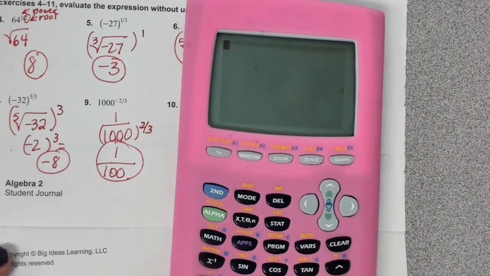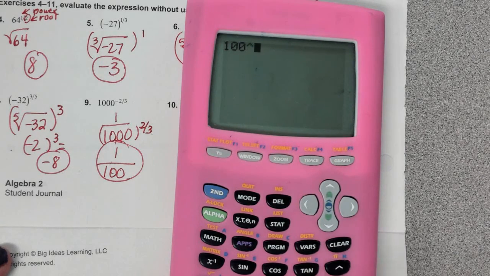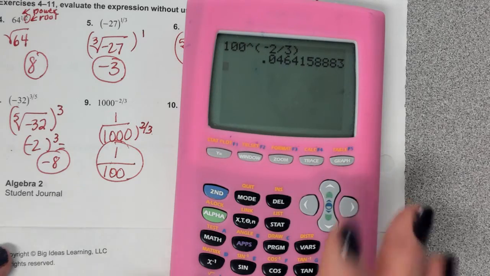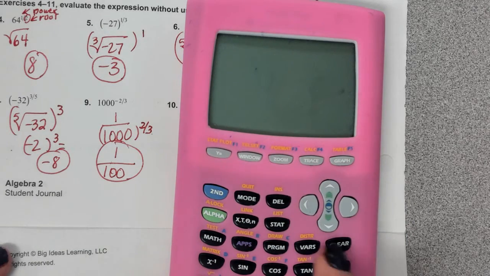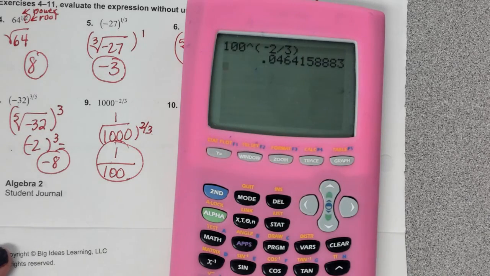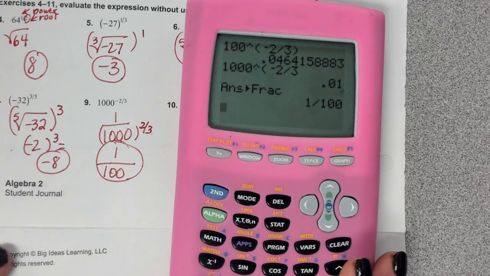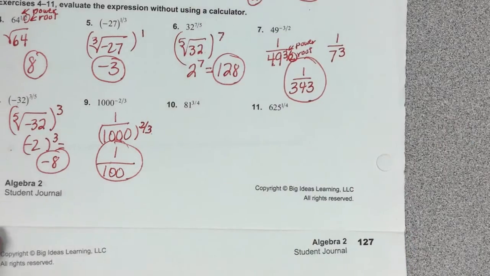Remember, we can even check this on the calculator. 100 raised to the negative 2/3. And watch what happens. I get this answer. Oh, I put 100 instead of 1,000. That's not the right answer. Try again. 1,000, extra 0, raised to the negative 2/3. And I get this answer, and then I can just math frac that, and then I get 1 over 100. Okay? All right, let's go to the next page now.